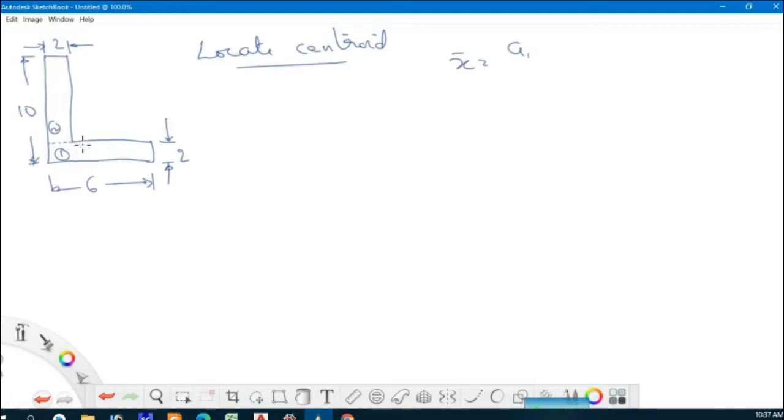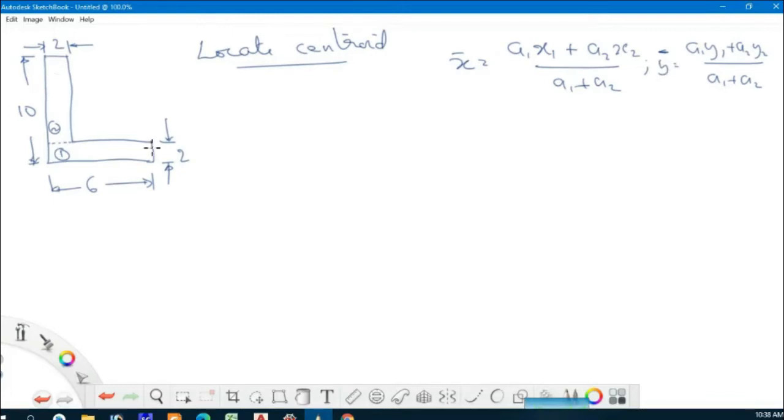So if there are two parts, then the equation for x bar will be a1 x1 plus a2 x2 divided by a1 plus a2, and y bar is equal to a1 y1 plus a2 y2 divided by a1 plus a2. So this will be the equation for x bar and y bar. Our task is to find out a1, x1, a2, x2 and y1, y2. A1 and a2 will be the same for y bar also.